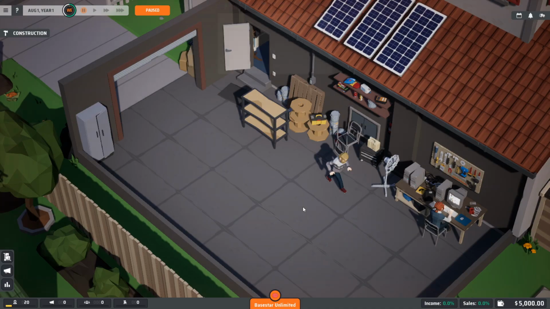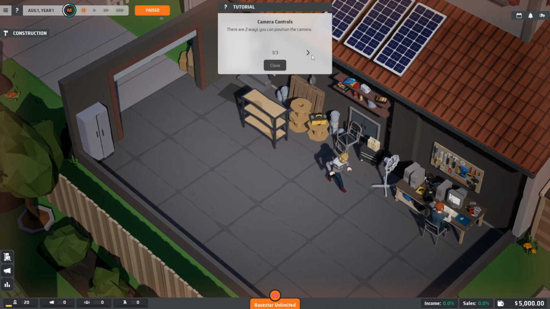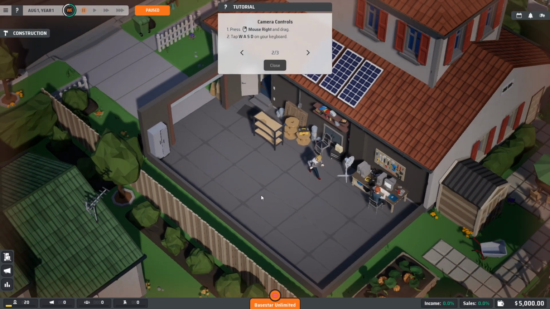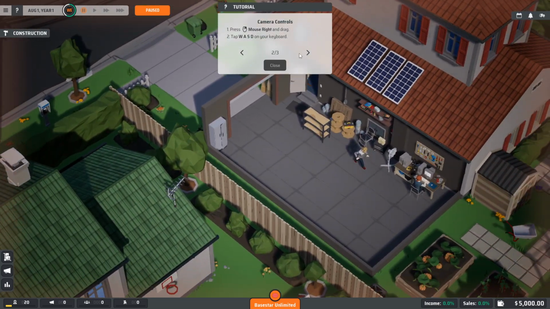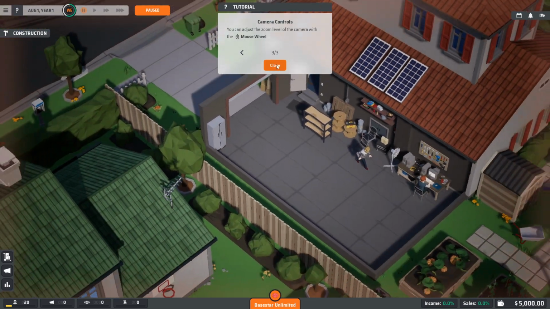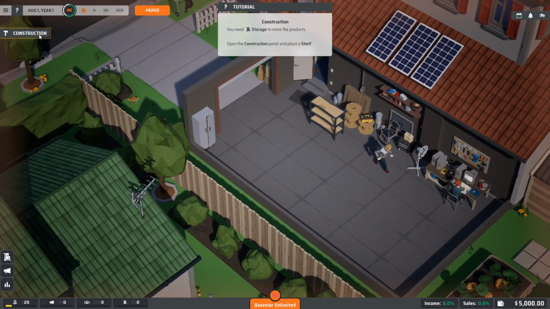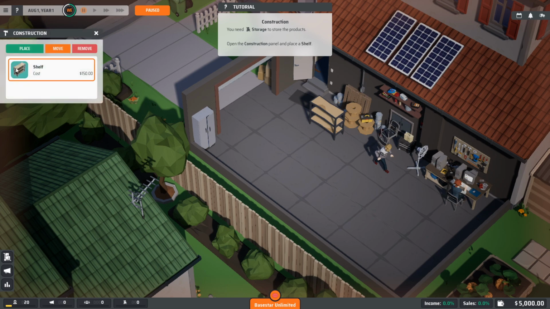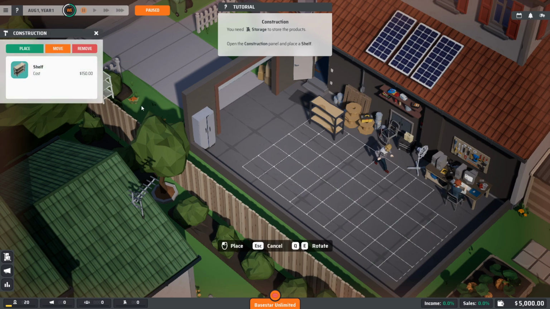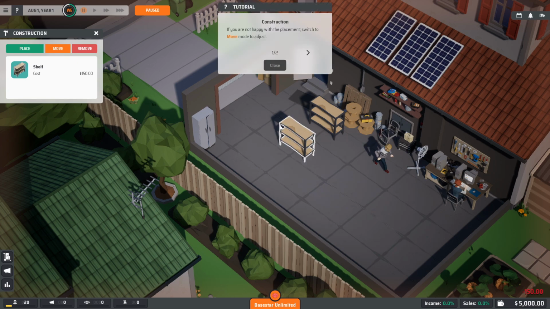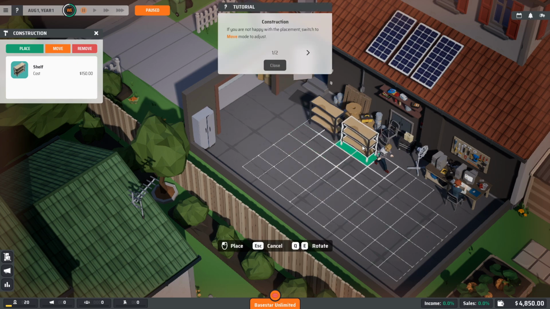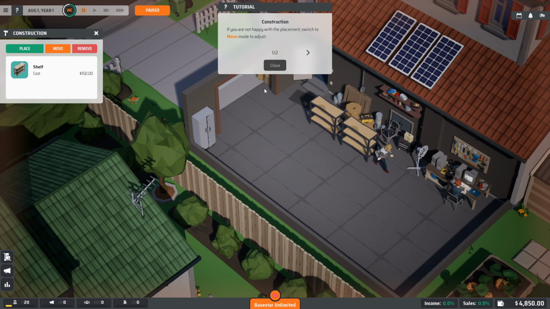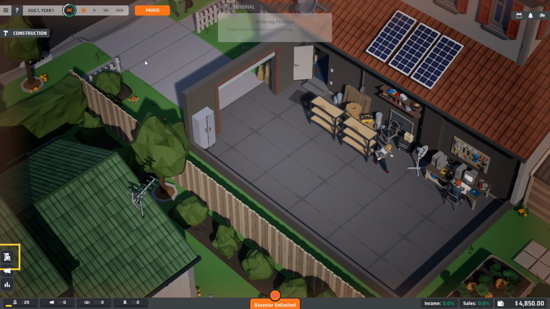All right. There are two ways you can position the camera. Okay, there we go. Very simple, very nice. Wheel, got it. Okay, so shelf. Let's do another shelf like that. I can also here. You know what? Let's have two shelves side by side. You can remove it and get 25% back.